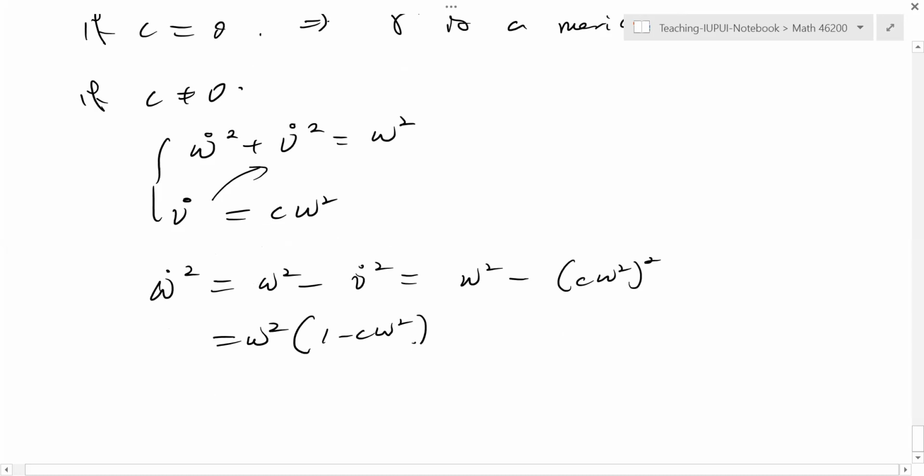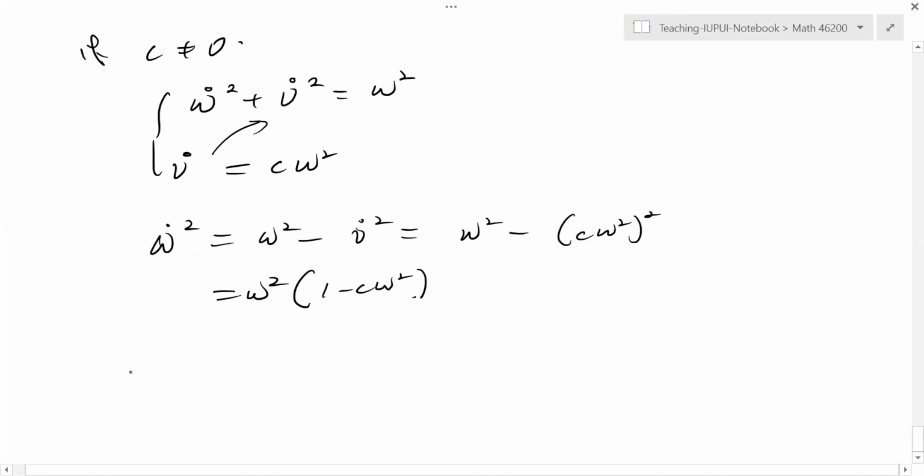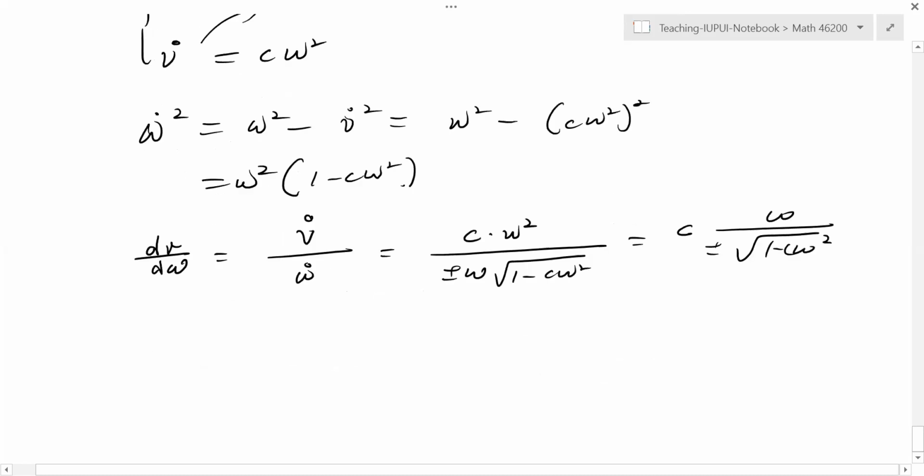So you get an ODE, and you probably can derive an equation. I'm not going to find the solution for W. What I'm trying to find is the equation dV over dW, so V dot over W dot. V is C W squared, and W dot is plus or minus W times (1 minus C W squared). So I cancel it. I have a function V that depends on W, and I get rid of the parameter S, so there is a relationship between V and W.